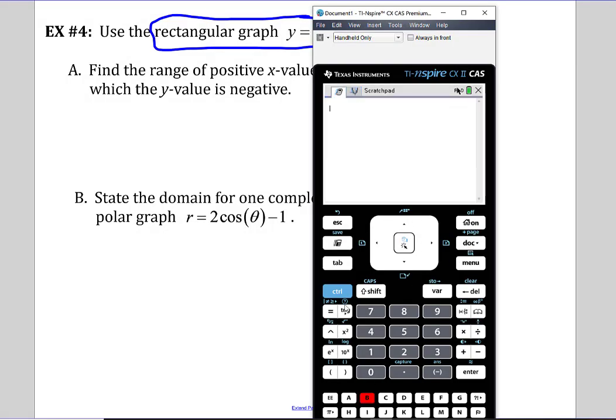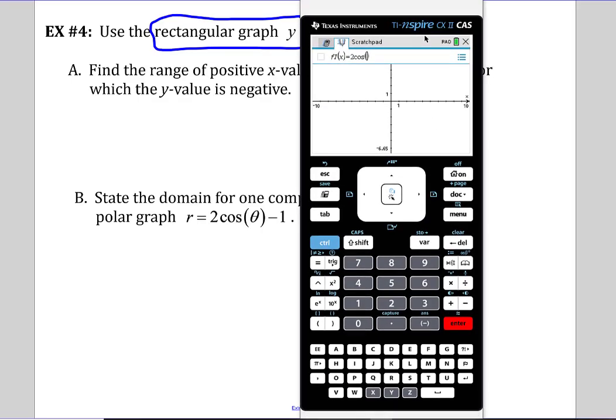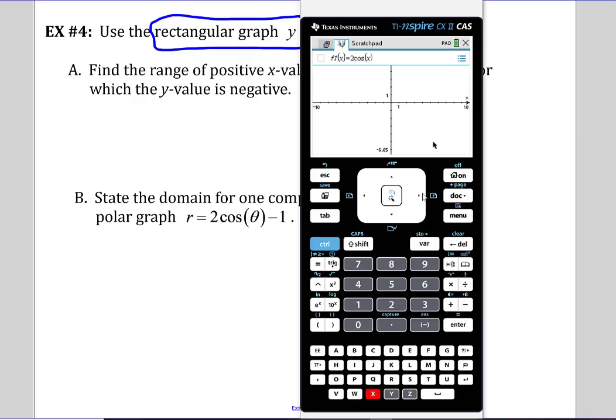We want to clear that out, go back to the graph just in rectangular mode and graph 2 cosine x, so we need an x variable, minus 1. And we're going to look at that graph between 0 and 2 pi. So I'm at 10 right now.